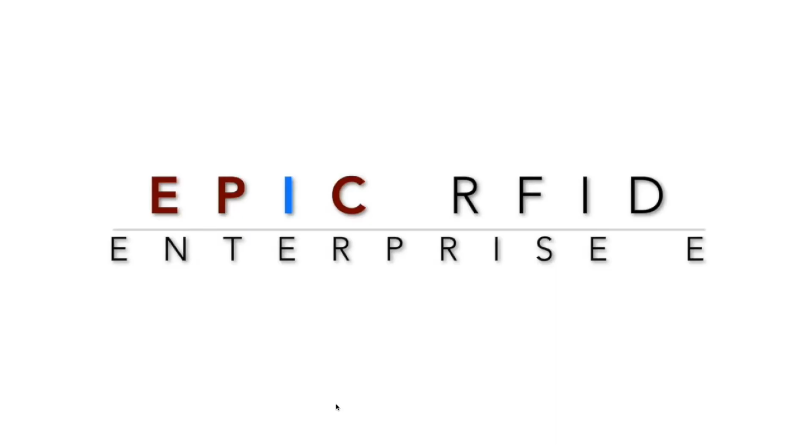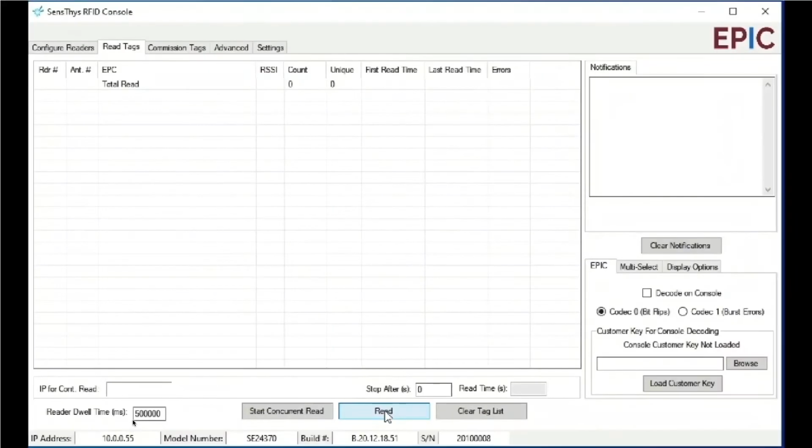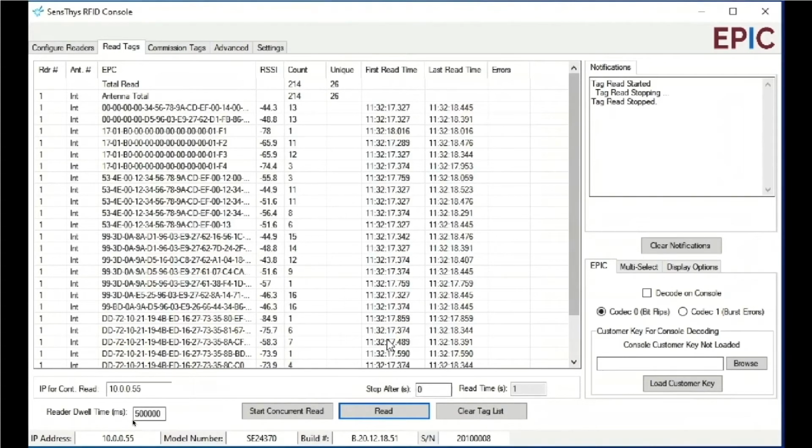The first one is we're just going to show you an enterprise reader that is a native L4 reader. And I don't know why this thing isn't going. Here it goes. So we're just going to read. You can see there's 26 tags in the field. This is reading as a legacy reader.